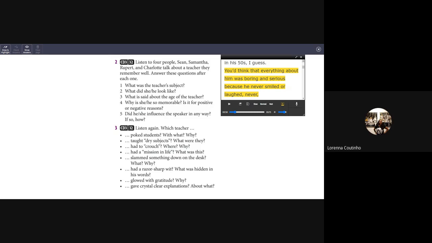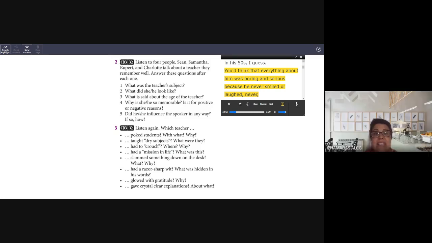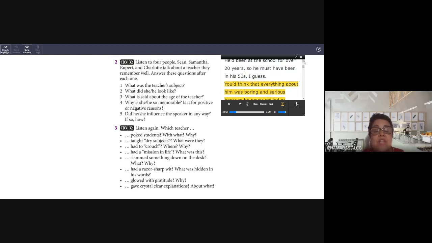About 50. Yes, he was in his 50s. So when we don't know the exact age of a person, we use expressions like this. Oh, he must have been in his 50s. Okay, so we try to guess like this. Or he was in his late 50s or in his early 50s.